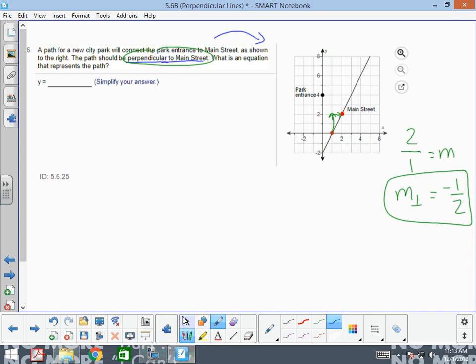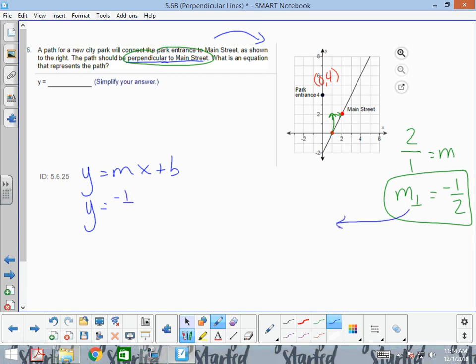Now, it goes through the point on the right. It's going through the park entrance. So the park entrance, that point is the y-intercept. Okay, so that's b. We already have what the y-intercept is. Now, if the point is not the y-intercept, you're going to have to use point-slope form. But in this case, it is the y-intercept. So we're just going to use y equals mx plus b. Y equals the slope, -1/2, that's the perpendicular slope, plus the park entrance, that's actually the y-intercept, so that's 4.